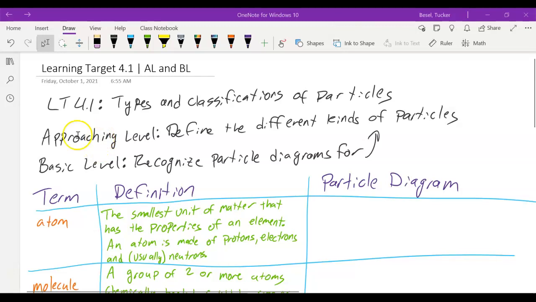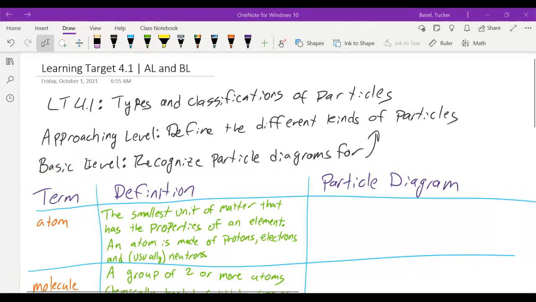I didn't talk about this before, but approaching level is basically enough to understand the ideas of things, but not enough to pass chemistry. Basic level is enough to pass, but maybe not enough to get an A. If you're just looking at passing chemistry, you need to know approaching and basic level. If you're looking at getting an A, generally speaking, you're going to want to know everything. So approaching, basic, and the meets level.